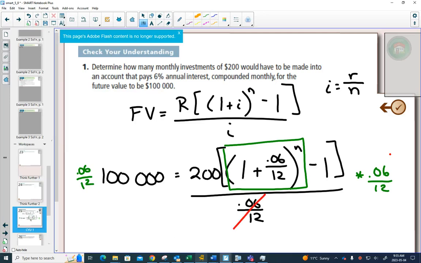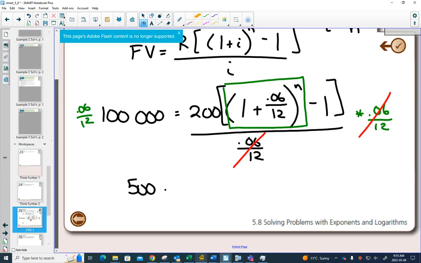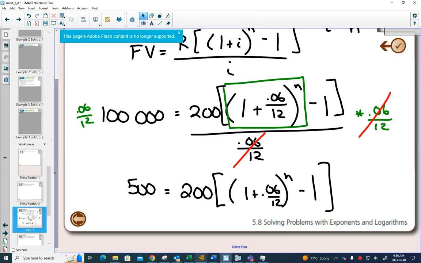That would simplify that. Go to my calculator, 100,000 times 0.06 divided by 12, and this changes to 500 equals 200, square bracket, 1 plus 0.06 divided by 12, and minus 1, square bracket. And again, you might want to color code it to help remind yourself that's what I want to get by itself. What mathematically should I do next to get that by itself?